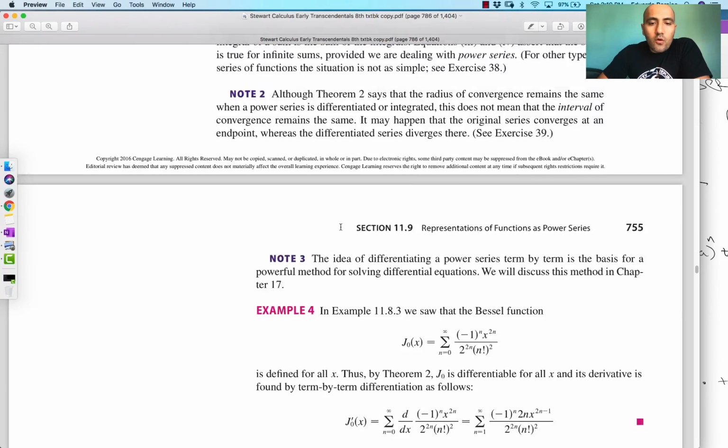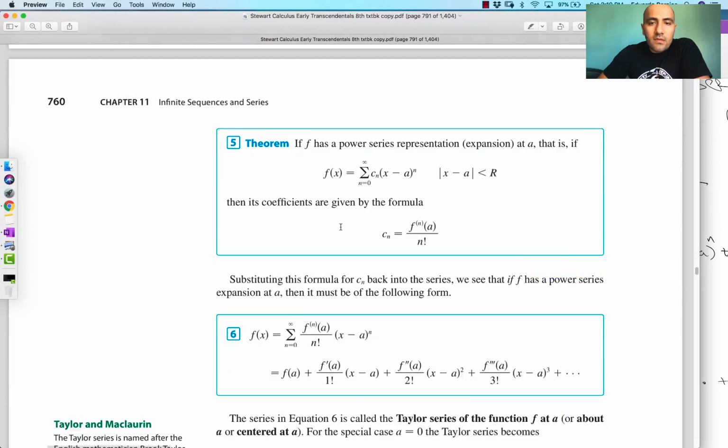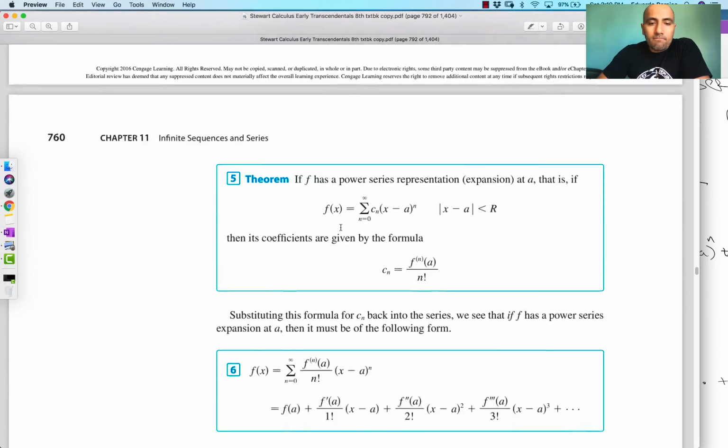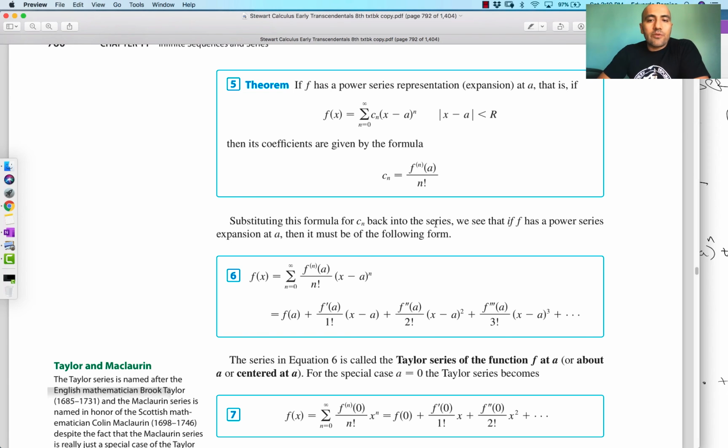So if we scroll on over to 10, okay, this is what we just discovered. If f has a power series representation, expansion at a, that is to say we have a power series that fits this general form of a power series with a radius of convergence r, so here's our interval of convergence, then its coefficients are given by this formula. So we very painfully derived this formula right here.